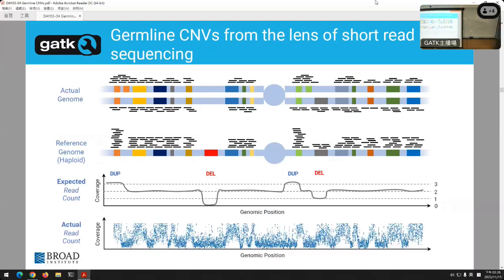But in reality, it is a lot messier than that. This is what the kind of actual read count data that you would get from this sample might look like. And actually, you can no longer just look at the read counts and tell immediately what are the copy number variants. So even though it's germline, even though we expect integer copy states, it's still not so simple.